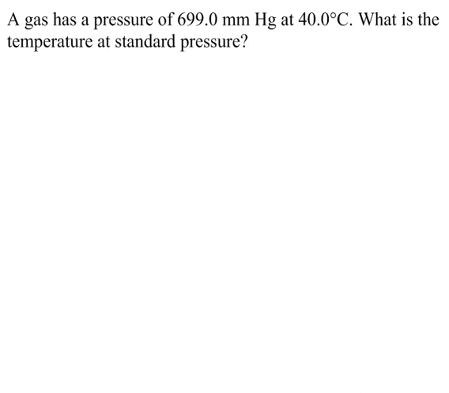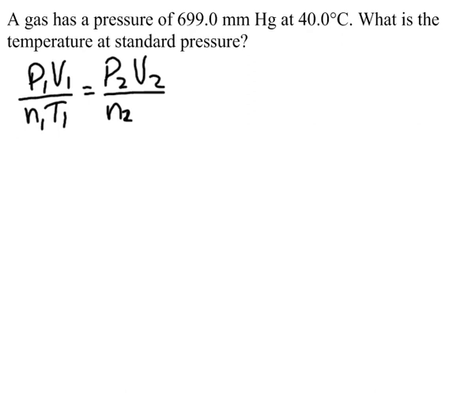Step 1, always write it out. P1 V1 over n1 T1 equals P2 V2 over n2 T2. All right, now let's take a look and see what we have. We have a pressure unit and a temperature unit. We have a pressure and a temperature, so this is going to be another Gay-Lussac's problem.